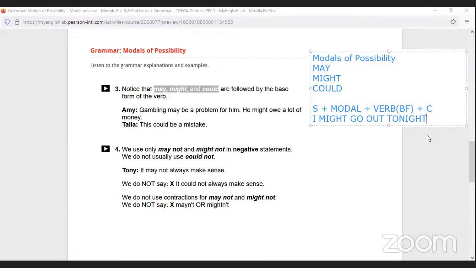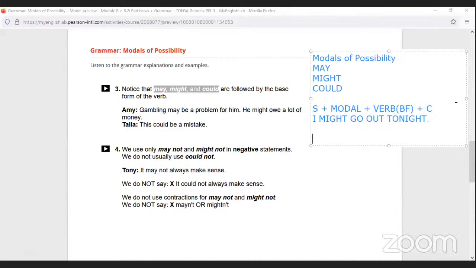So for example, we could say, I may go out tonight. Okay, I may go out tonight. So this is a possibility. It could be possible, or maybe it couldn't be possible. Okay, great. So this is the structure.